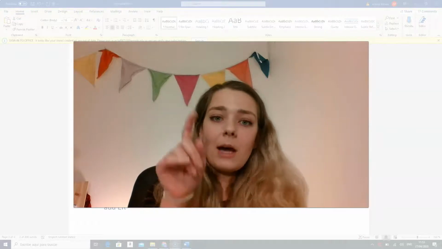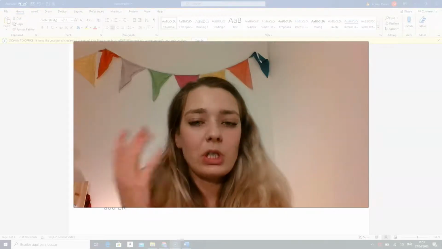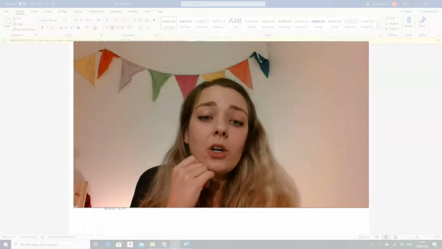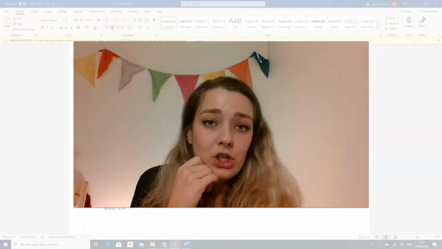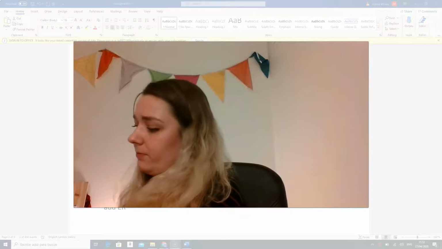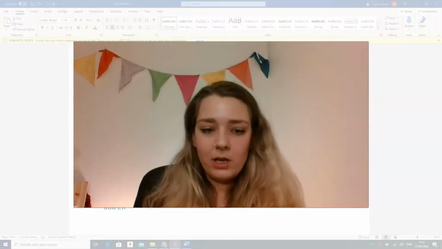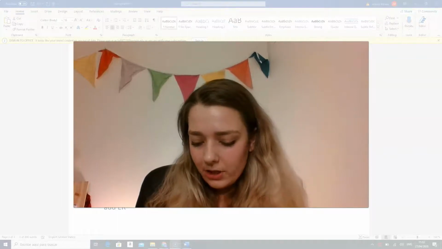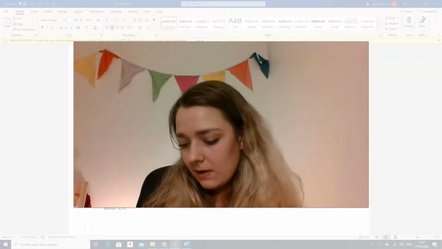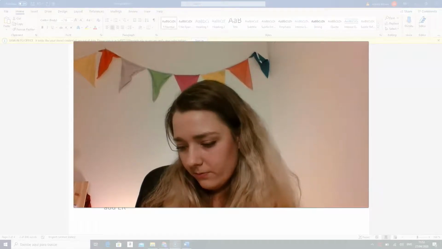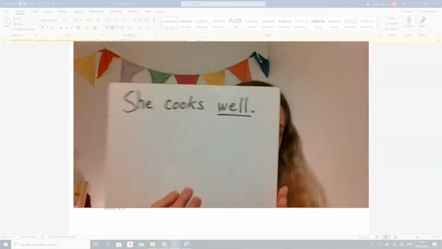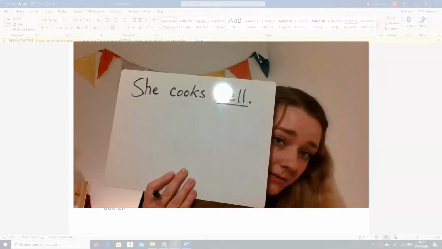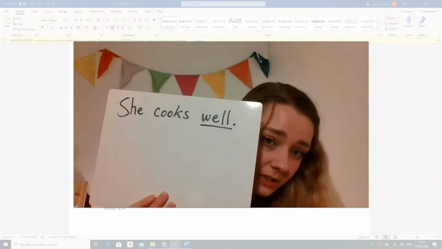When we're talking about just one person, we would use good or well. So she cooks well. She cooks well. I'm going to write this down so I can show you. She cooks well means that her food is good. She does a good job cooking. She cooks well. Well is the adjective that we have there. It's describing how she cooks.